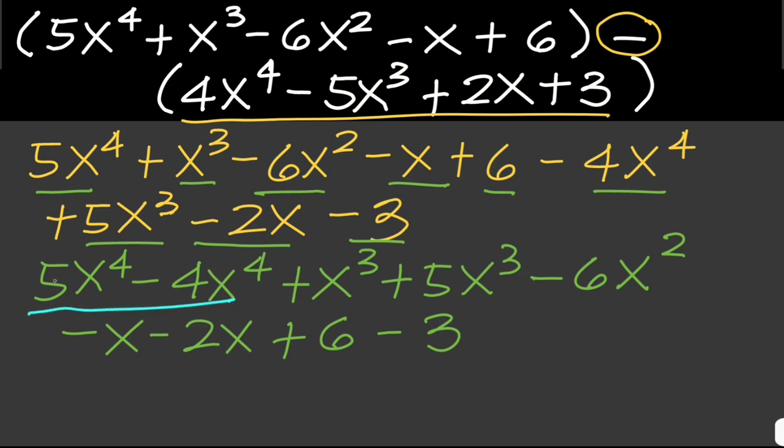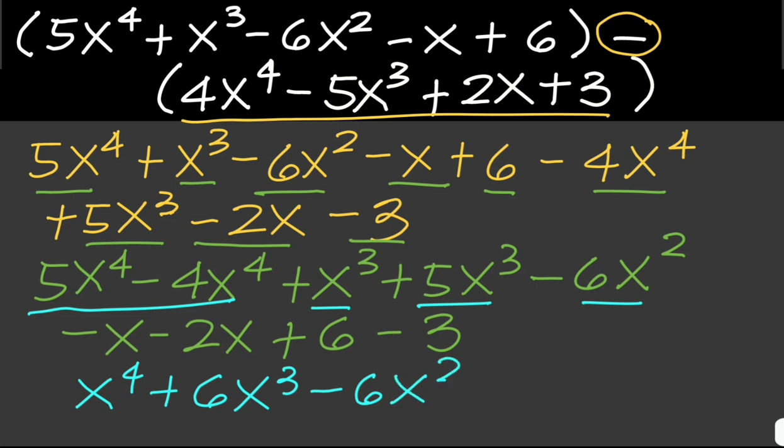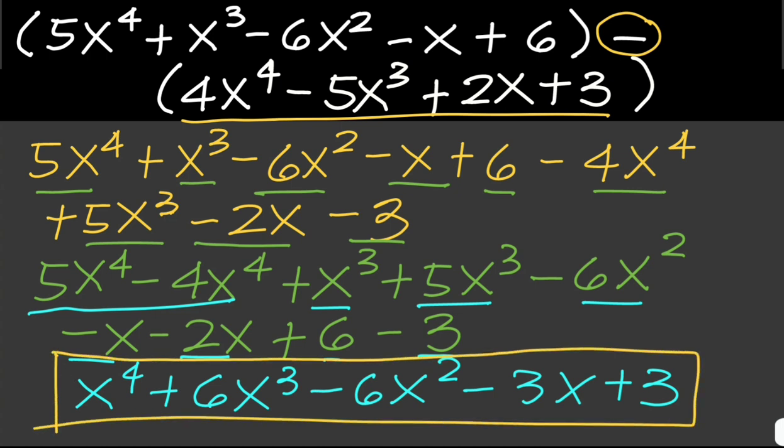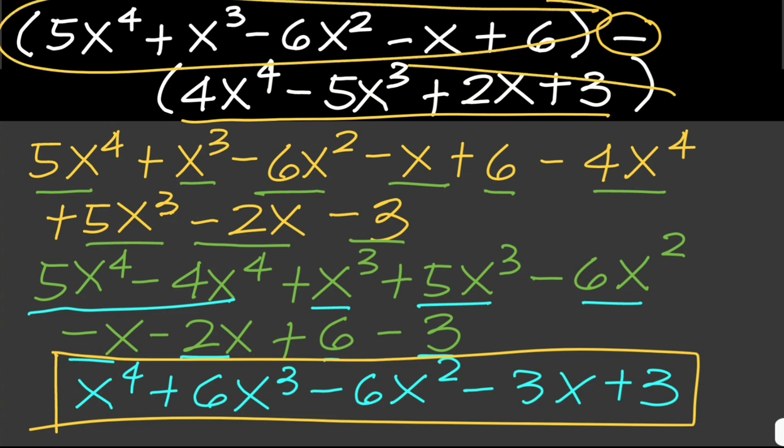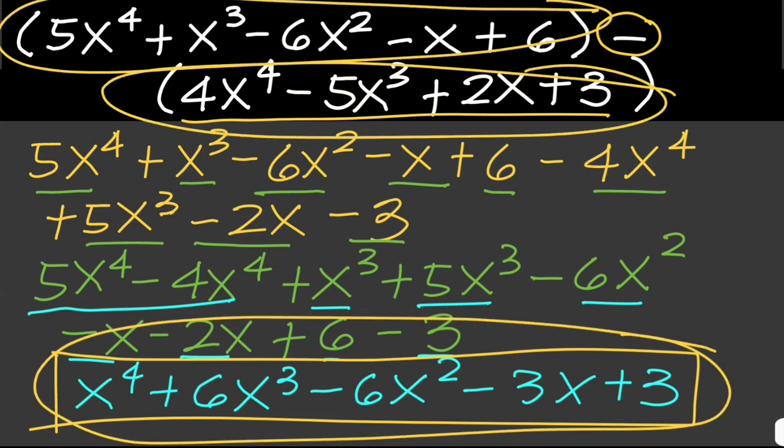So we can just simply subtract. 5x to the fourth minus 4x to the fourth is just 1x to the fourth, or simply x to the fourth. And then x cubed plus 5x cubed is equivalent to 6x cubed. And then we copy negative 6x squared, and then negative x minus 2x is just negative 3x. Then 6 minus 3 is just positive 3. And this is our answer here. So when you subtract these two polynomials, the result is this one.